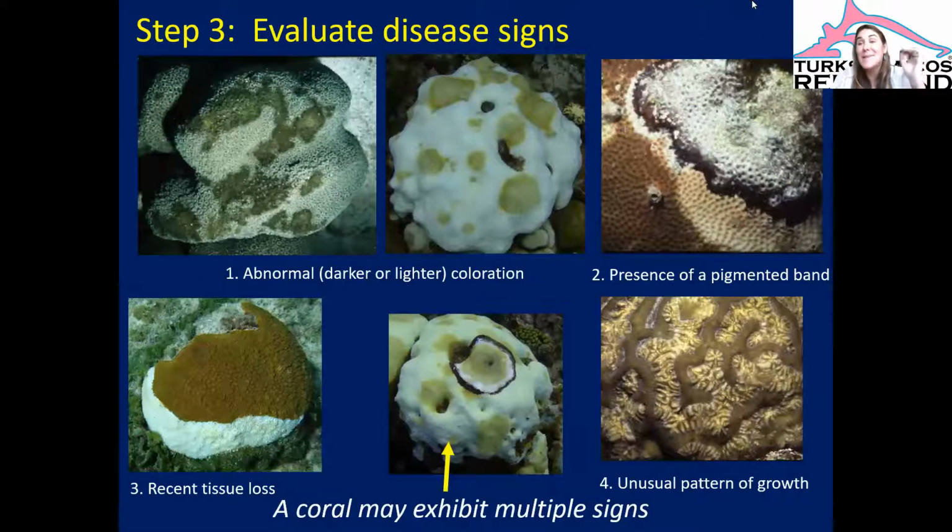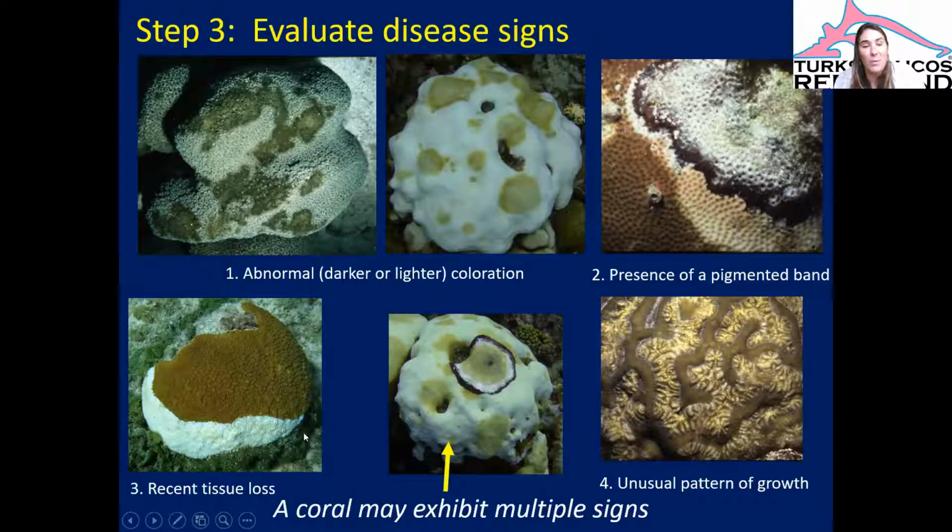So now we've decided, okay, it's not predation, it's not something else, it's disease. Now we need to evaluate disease signs. These are all signs that there is a disease affecting the colony you're looking at. One, we have abnormal, darker or lighter coloration. We have a disease called dark spots disease, or bleaching, which is not a disease, rather it's a response to environmental factors. However, some diseases will stress a colony out, causing it to bleach, especially focal bleaching. Two, we have the presence of a pigmented band, a thick band of disease bacteria, whatever that pathogen is comprised of, building up and moving its way along the colony.